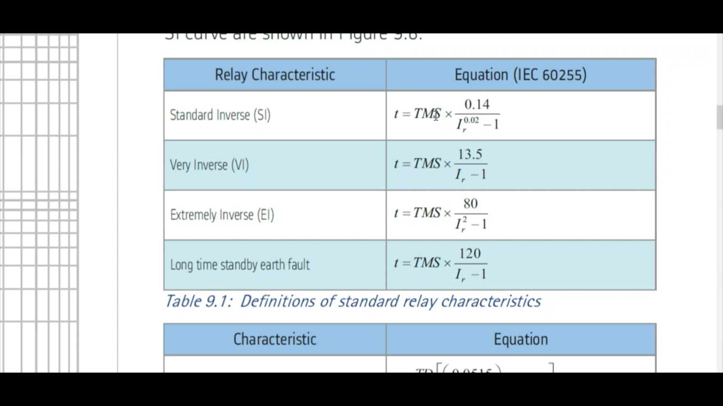I will discuss it in detail in subsequent videos. Also, I have prepared videos with the help of ETAP software for protection coordination; you can check out that video also. For very inverse, t equals TMS multiplied by 13.5 divided by IR minus 1. It will follow this very inverse characteristic. Next, extremely inverse: t equals TMS multiplied by 80 divided by IR squared minus 1.